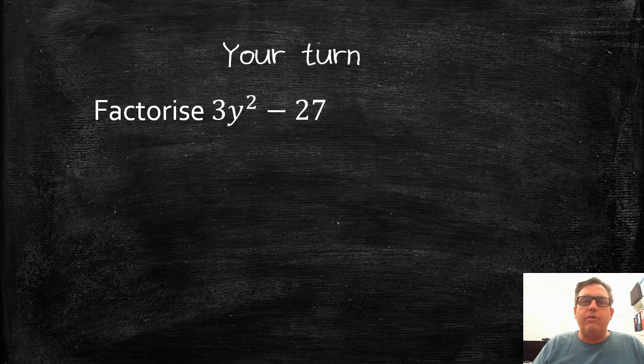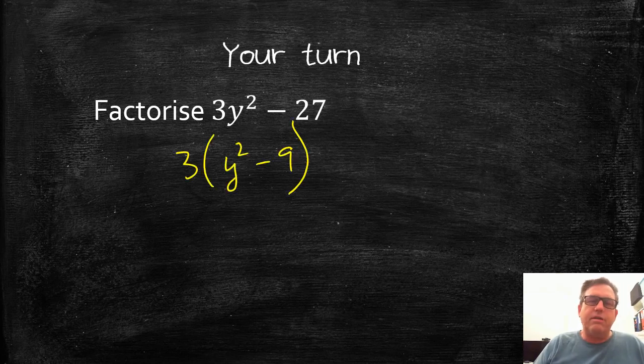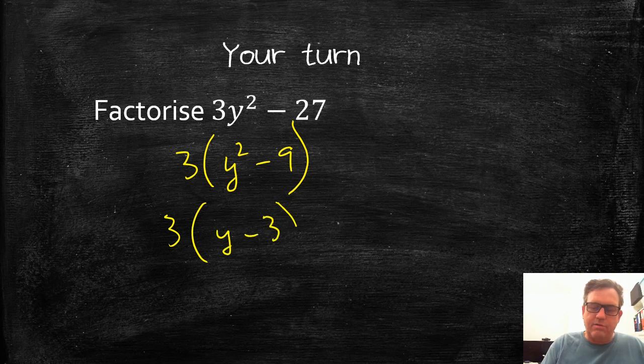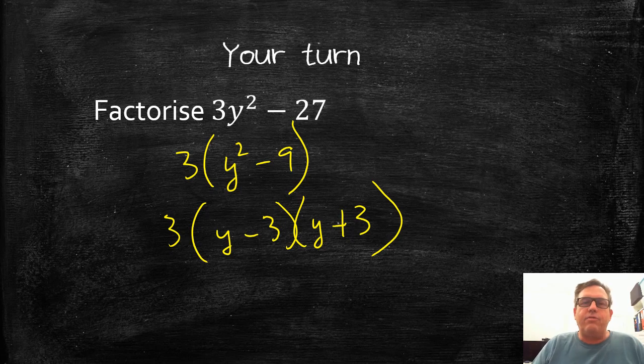Okay, pause the video and give this one a go. Okay, if we look at it, we don't see any squares. 27 is not a square, 3 is not a square, but there is a HCF, a highest common factor. They both have a 3. So first factorize: 3 times (y squared minus 9). Now y squared minus 9 is a difference of two squares. So y squared minus 9 is (y minus 3) times (y plus 3). We have it factorized. Always look for the highest common factor.